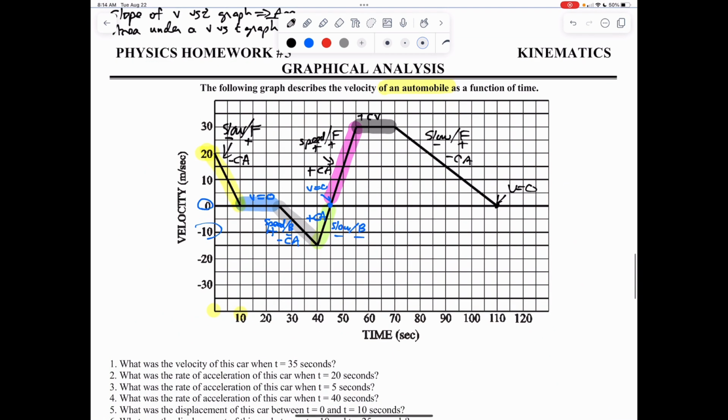Okay, let's take a look at the problem. Number 1. What is the velocity of this car when t is equal to 35 seconds? Number 1 is just a straight read off the graph. Find 35, look up the graph, and find the velocity. So 35 would be right there. That's where it is on the graph. There's the velocity right there.